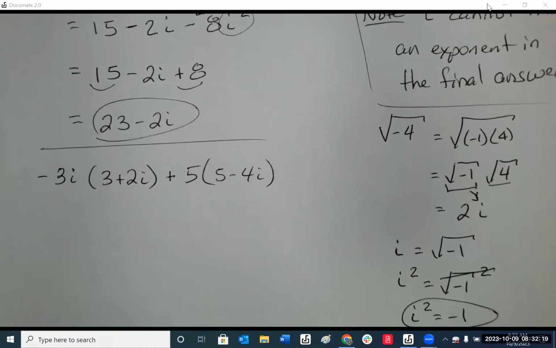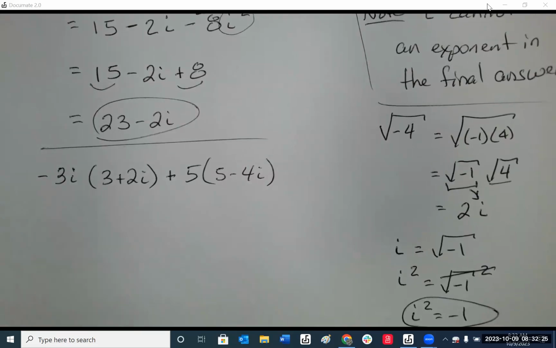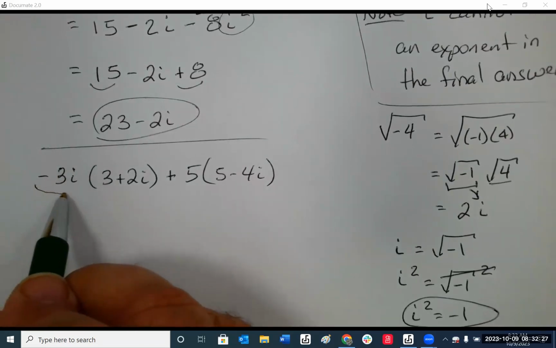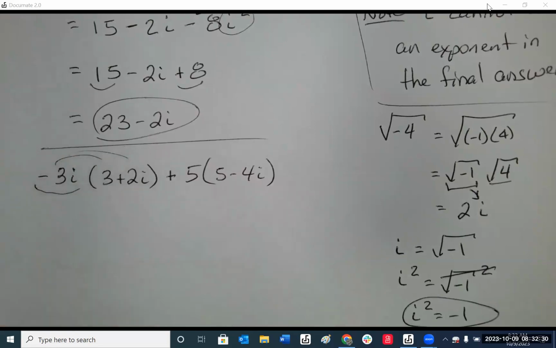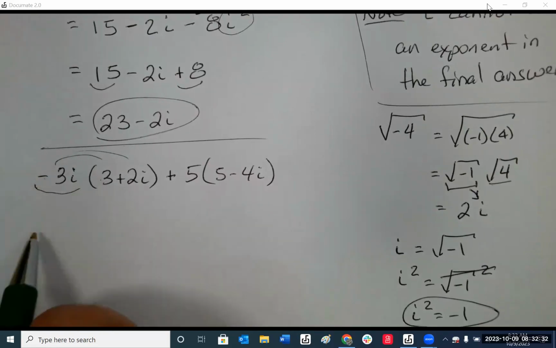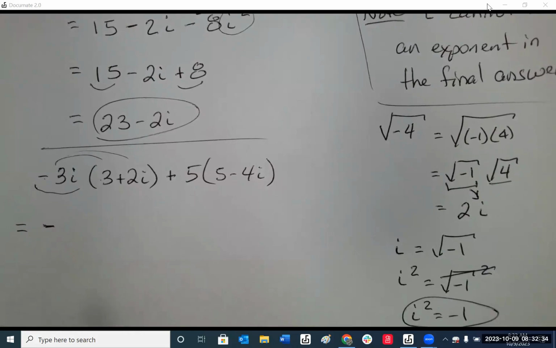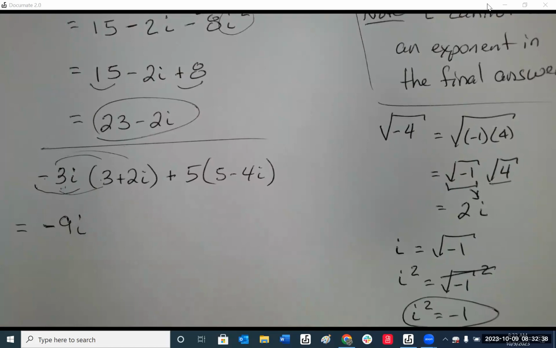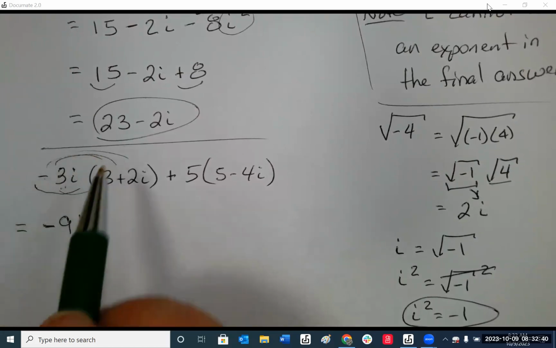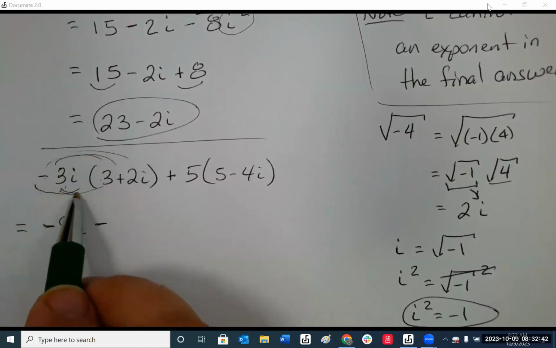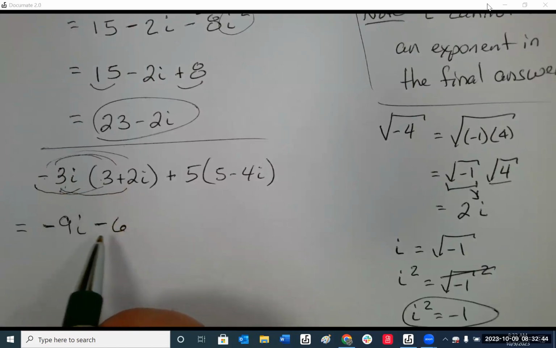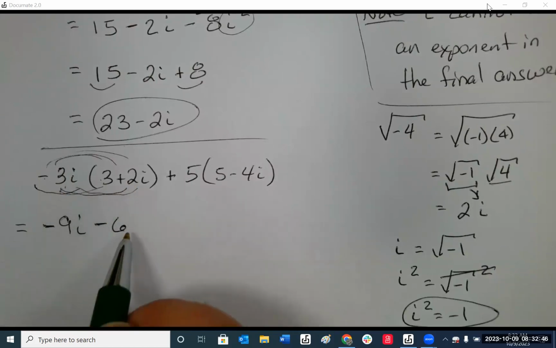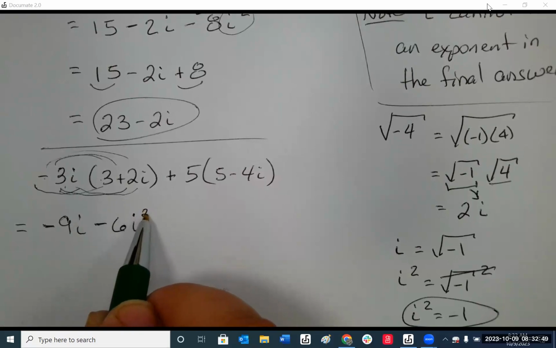What if we had this? What do you do first? Distribute, yeah. So multiply this one to everybody inside there. So we have negative times positive is negative. 3 times 3 is 9i. Negative times positive is negative. 3 times 2 is 6. i times i is i squared.